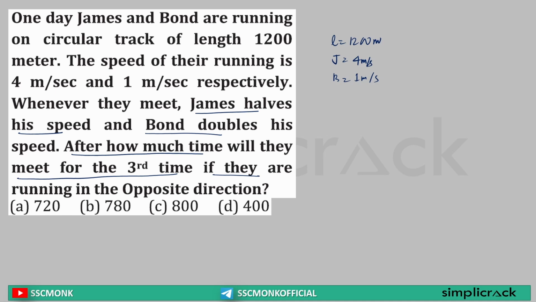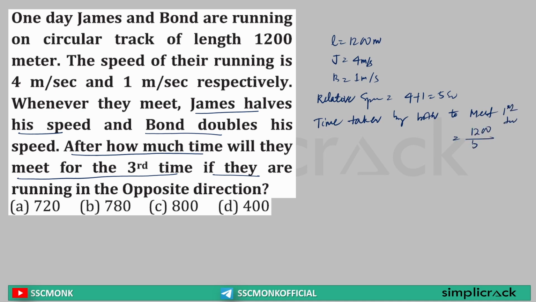Now understand this. First thing is they are running in opposite direction. So what is the relative speed? 4 plus 1, that is 5. So the time taken by both to meet the first time is equal to distance 1200 divided by total speed, that is 5, which is equal to 240 seconds. Yes or no? Yes or no?